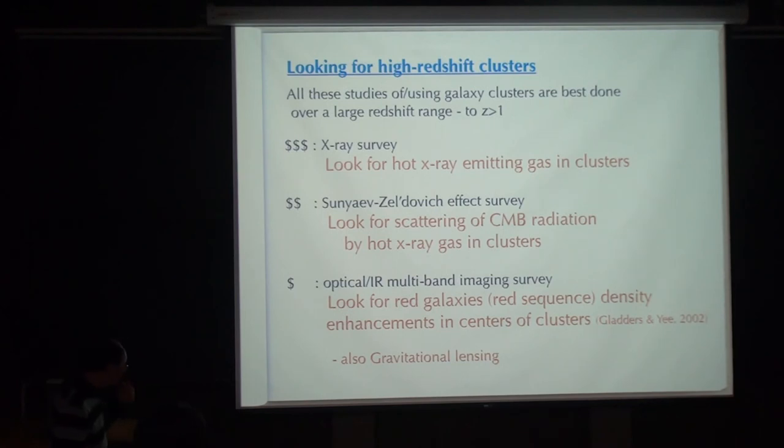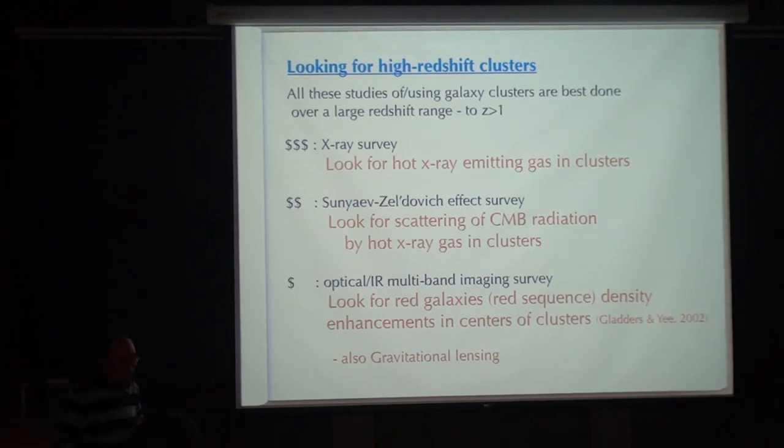It was around the year 2000 that Mike Gladders, my student, and I started using this method with multiple colors. Instead of using just one filter, we use two filters and identify the sequence by looking at slices of different color, which allows you to separate galaxies in color space, which happens to map onto redshift space. So that gives you a slight advantage in teasing out clusters.